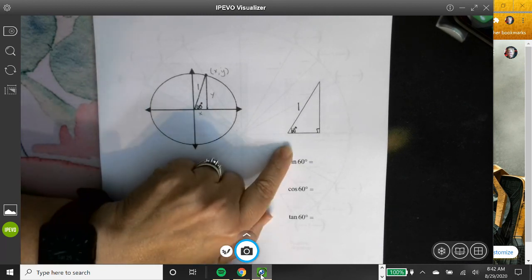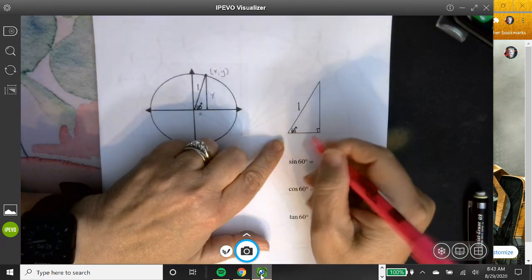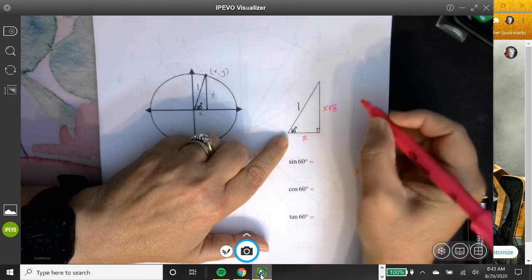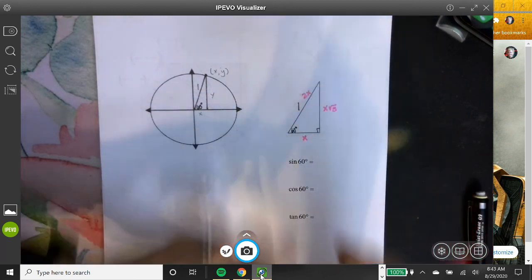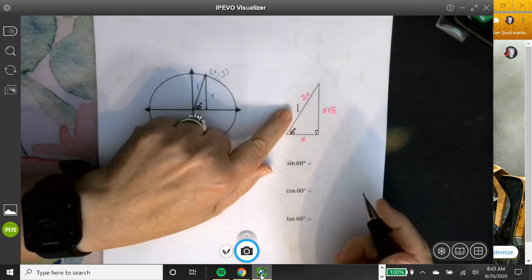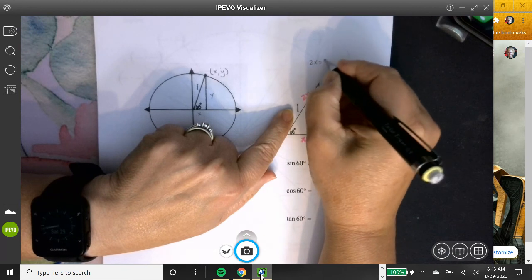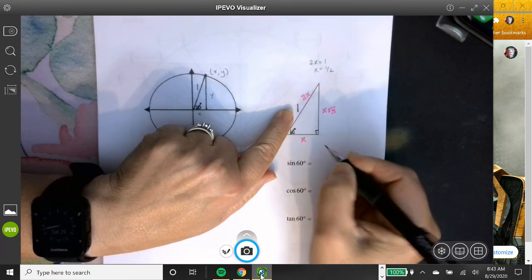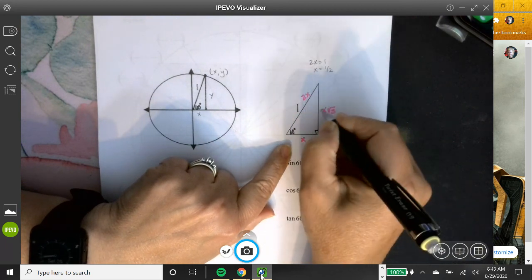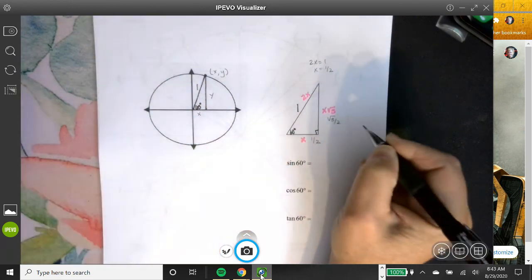And let's use our special right triangle relationship, which is going to be, if this is the 30, the x goes opposite of the 30. The x root 3 goes opposite the 60, and we get 2x on the hypotenuse. All right, and I'm going to solve for x here. And we're going to get 2x equals 1, x equals 1/2. So I know that this bottom length of the triangle here is 1/2, and this leg here is going to be root 3 over 2.